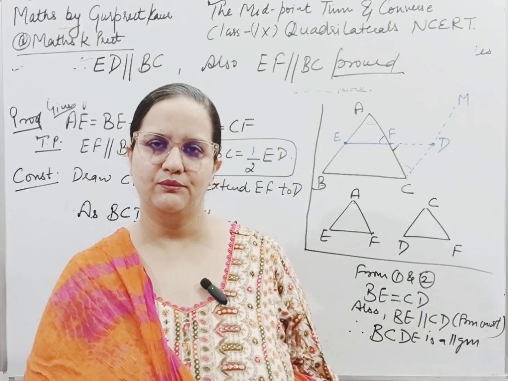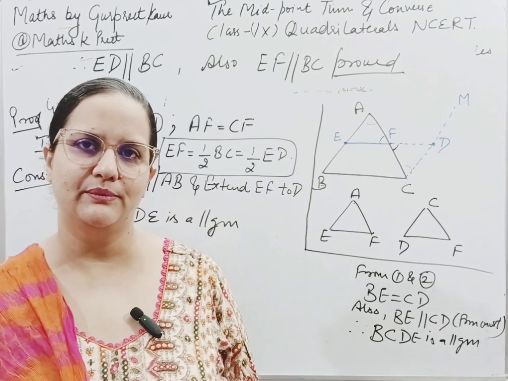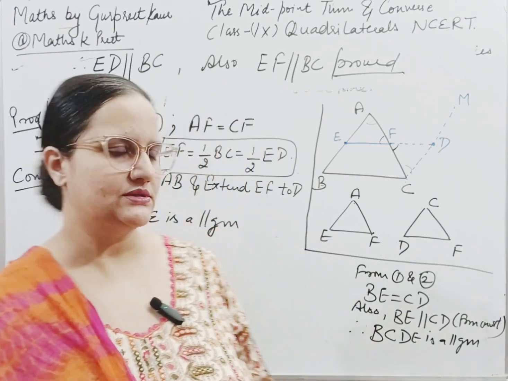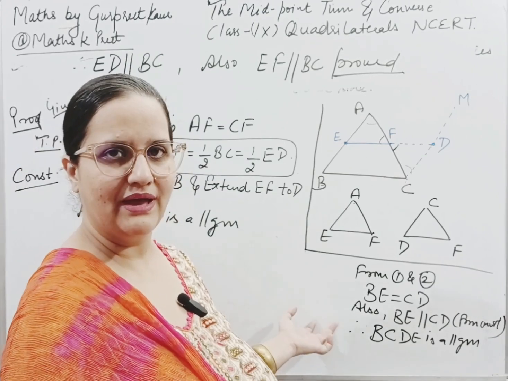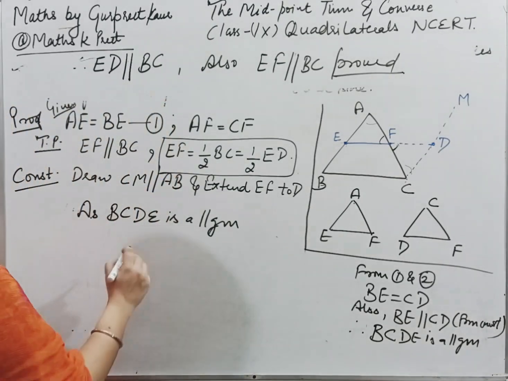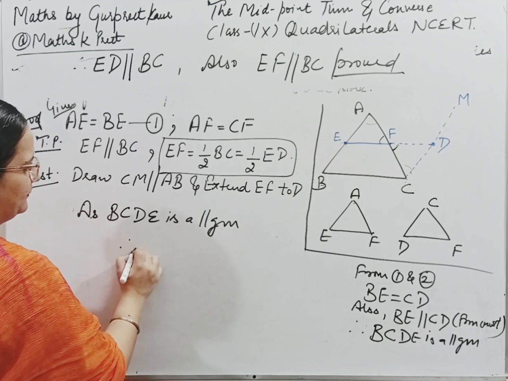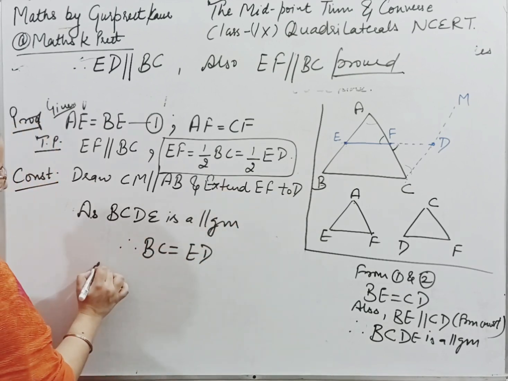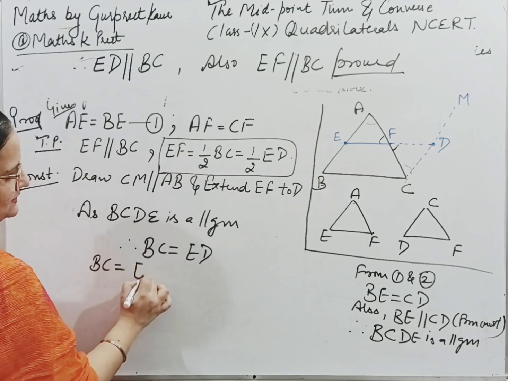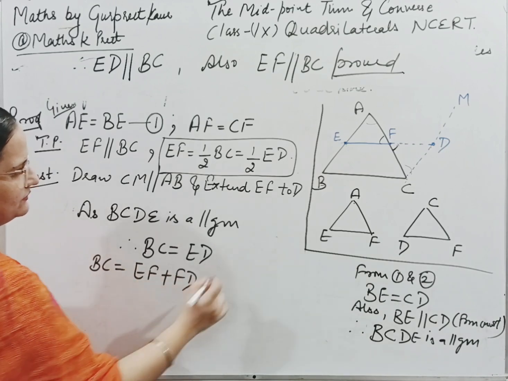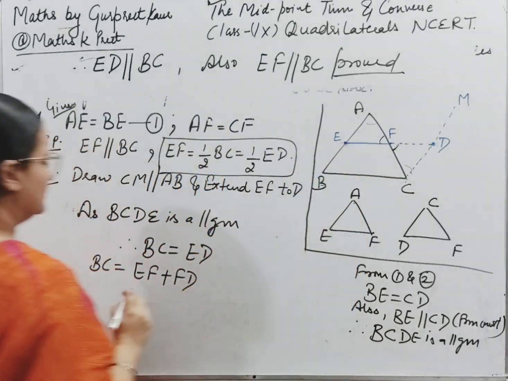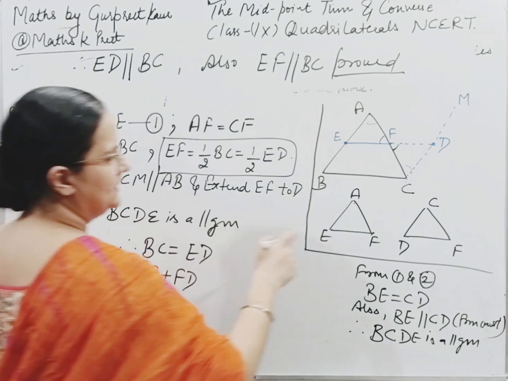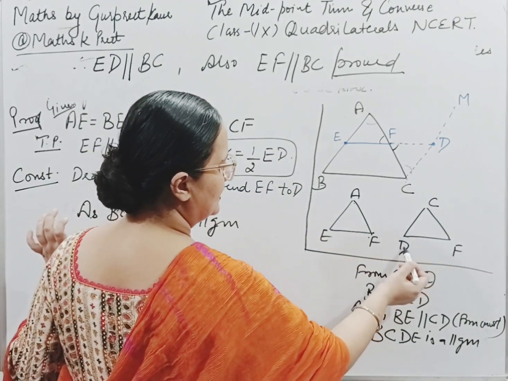As BCDE we have proved a parallelogram, therefore, opposite sides of a parallelogram are also equal. They are parallel and equal to each other. Here we have used the concept of parallel, and here we are using the concept of equality. So I can write, therefore BC will be equals to the opposite side ED. Now this ED can be written as EF plus FD. Fine, EF plus FD. But we have just proved these two triangles congruent. Therefore by CPCT this EF is equals to FD.